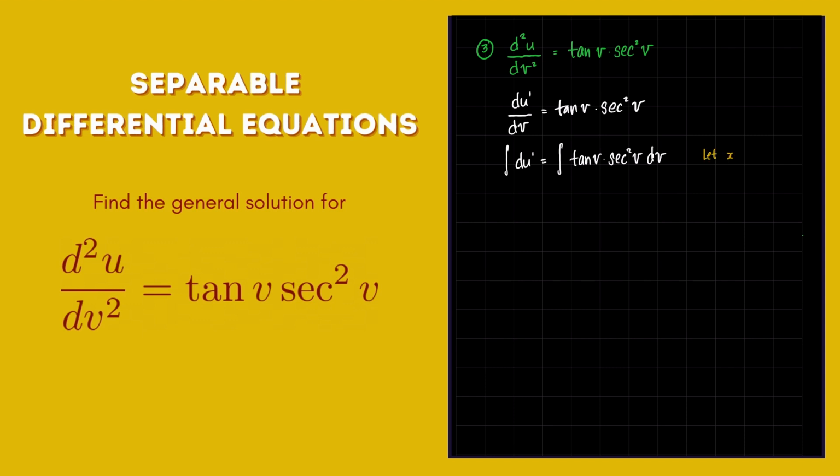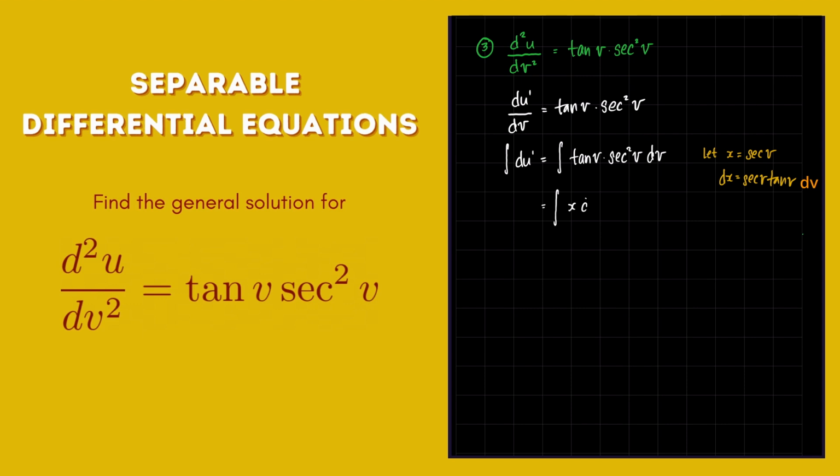Since we're using u and v, edi we let x be equal to secant v. So dx is equal to secant v tangent v dv. So the integral of du prime is u prime. This is equal to, applying the substitution, the integral of x times dx, which is equal to x squared over 2 plus c1. Pero u prime pa lang to, which is the same as du over dv. Back substituting, we'll get that du over dv is equal to secant squared v over 2 plus c1.